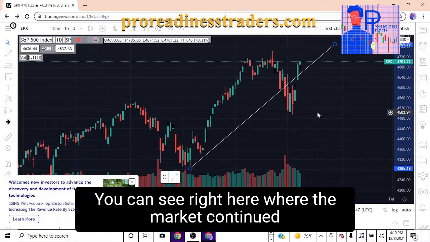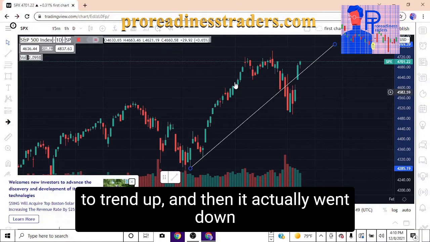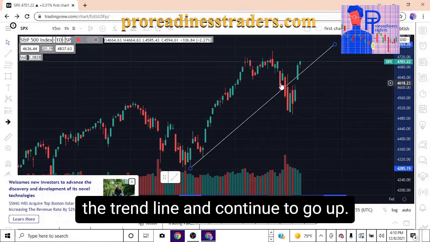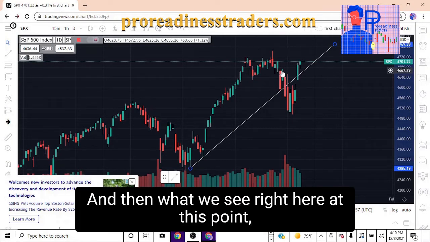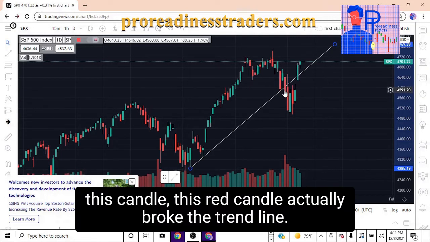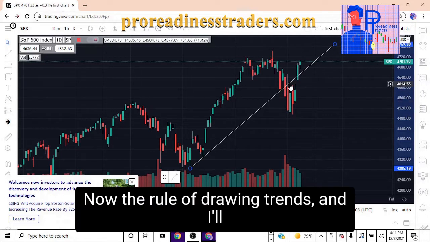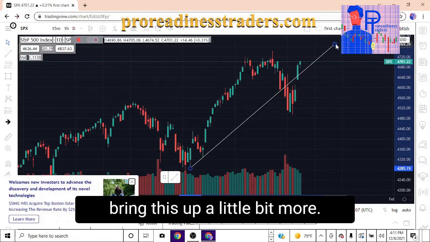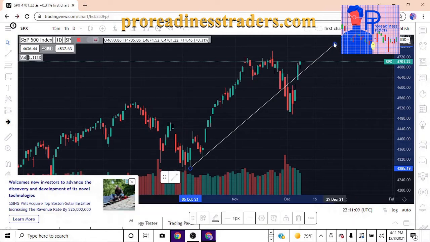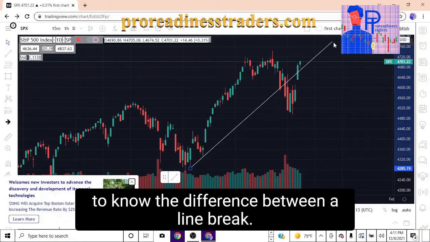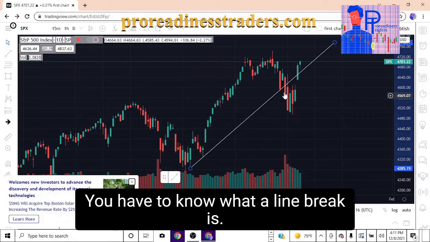You can see right here where the market continued to trend up, and then it actually went down. You can see right here where it hit the trend line and continued to go up. And then at this point, this red candle actually broke the trend line. Now the rule of drawing trends is that you have to know what a line break is.